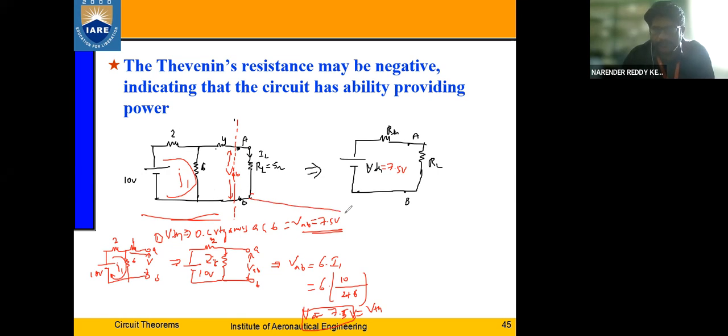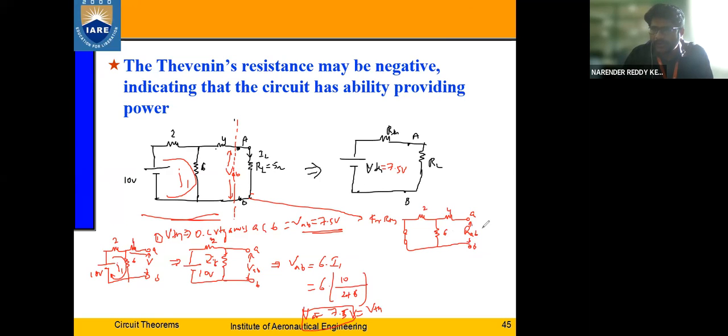So for finding RTH, what's the equation we have to write? Something like this. Diagram: 2 ohms, 4 ohms. This is A. This is a resistor, and this is shorted, right? So what is the value of resistance? 2 ohms, 4 ohms, and 6 ohms. Okay, so what is the value of RAB here now?